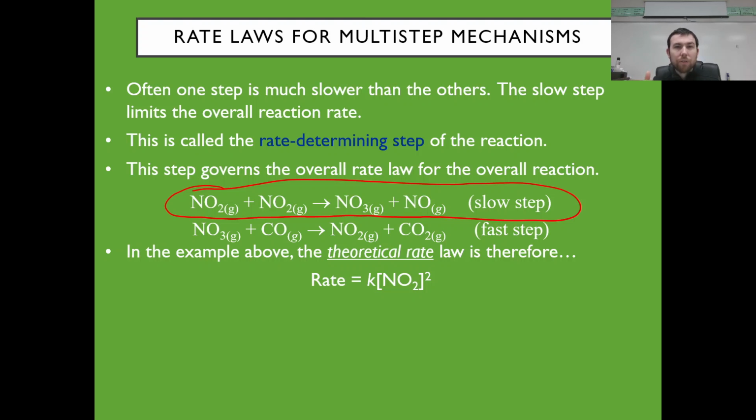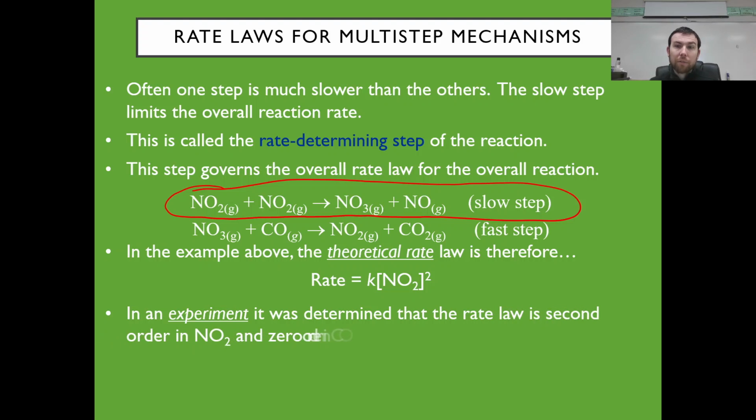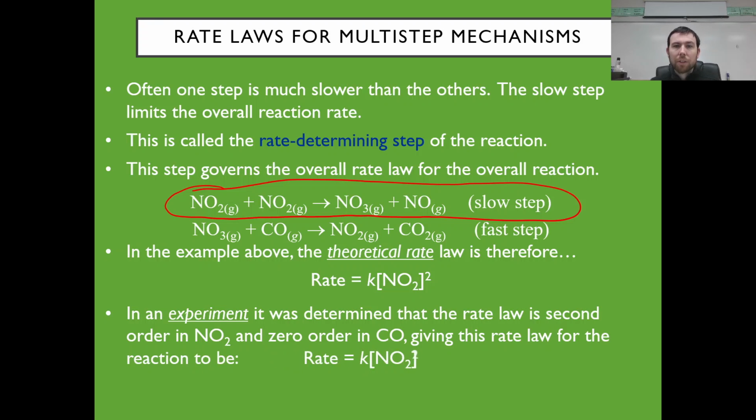Remember, it's an elementary step, so we can use the stoichiometry of that elementary step to come up with a rate law. And we say this is theoretical because it's according to the mechanism, right? We haven't done any experimental data. We haven't checked it. Now, let's say you carry out an experiment and find that the rate law is second order with respect to NO2 and zeroth order with respect to carbon monoxide. And so we get a rate law for this overall reaction of k times [NO2] squared, right?